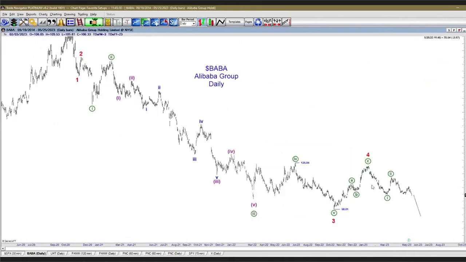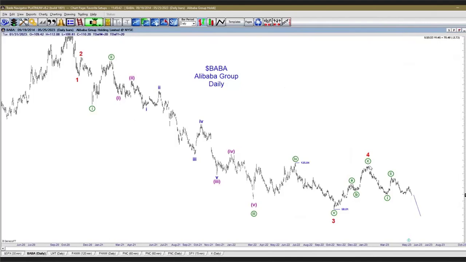Going back to the Alibaba example. Once it broke down here, that was a pretty good sign that wave 4 was complete. You might want to say, okay, let me give it a little bit of room above this high here. That high there is 121.30. You might put a stop a little bit above here, for example.